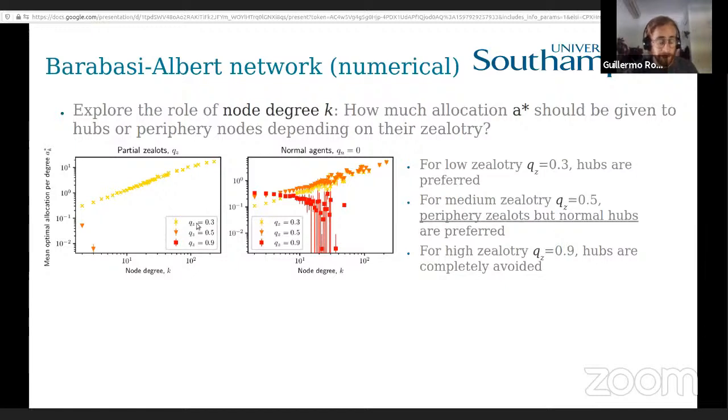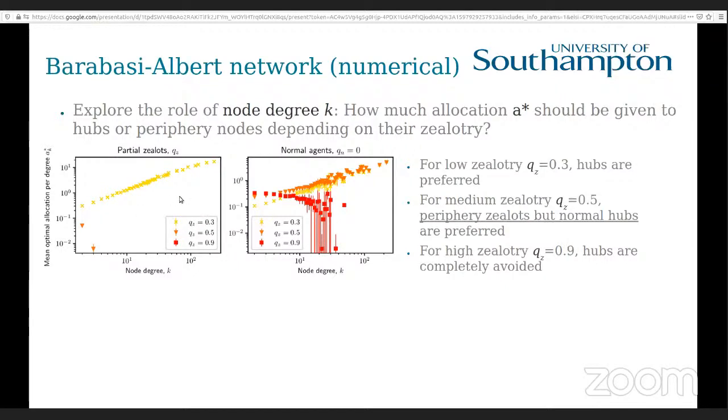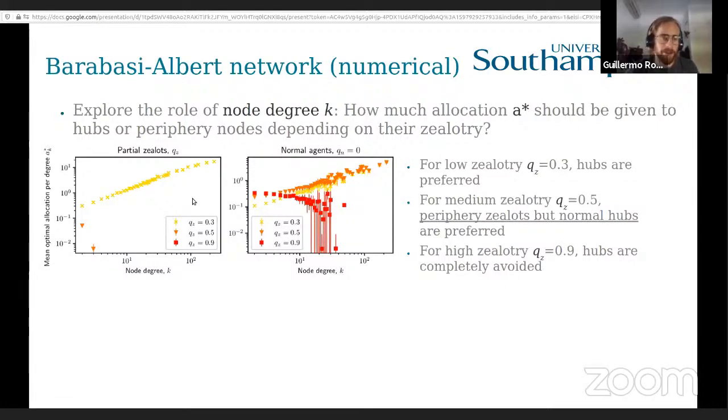So when the Zealotry is low in yellow, we can see that there is a very sharp correlation between node degree and allocations. So hubs are given much more allocation, influence than periphery. However, if we increase the Zealotry level to 0.5 in orange, we see that when it comes to Zealots, only peripheral Zealots are targeted, although normal agents keep the same correlation that hubs are preferred. If we keep increasing up to 0.9, which is very high, Zealots are not targeted at all. And normal agents, there's again a reverse in the sense that hubs are avoided and peripheral are preferred.